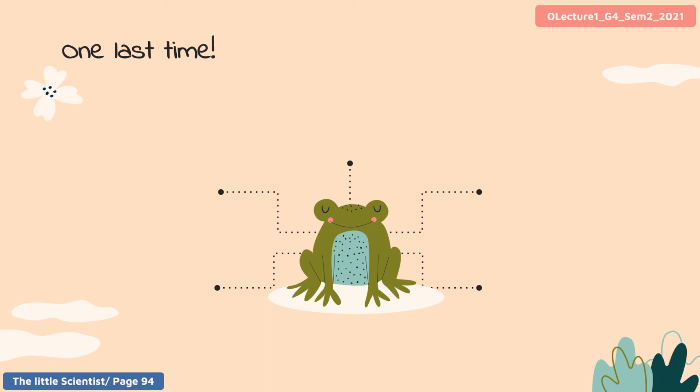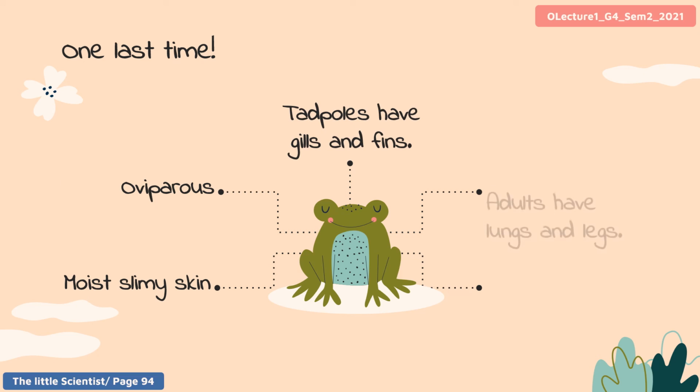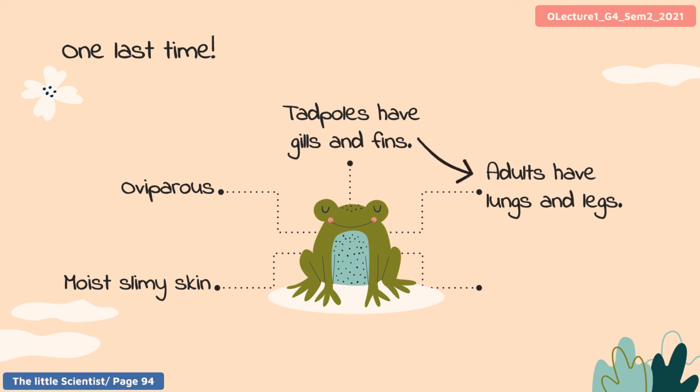Okay, let's revise what we took one last time. Amphibians have a moist, slimy, shiny skin. They lay eggs, so they are oviparous. Tadpoles or young frogs have gills to breathe and fins to move, while adults have lungs and skin to breathe and legs to move. Tadpoles change into adults and they are very different from adult amphibians. This is due to a change that they go through called metamorphosis.